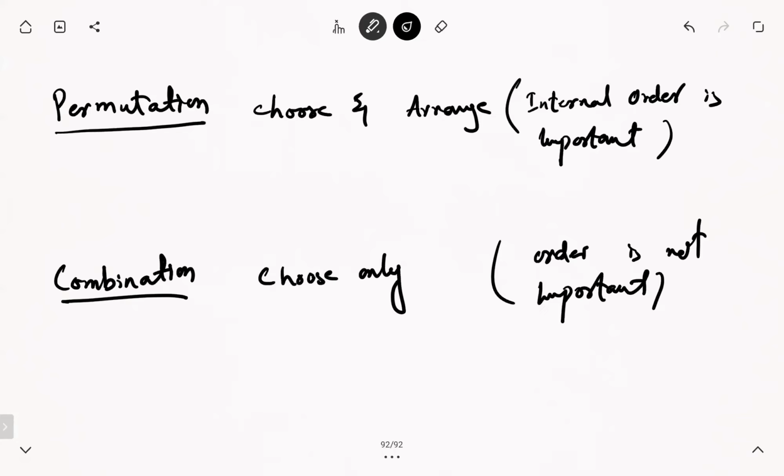So if internally order is not important, then you have to use combination, but if the order is important, then you use permutation.